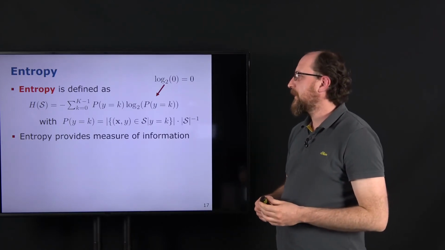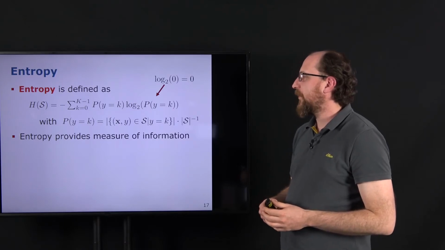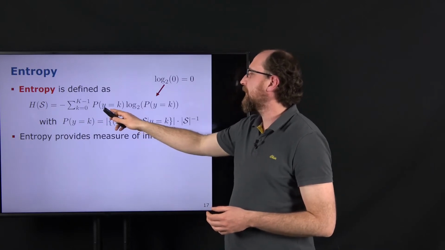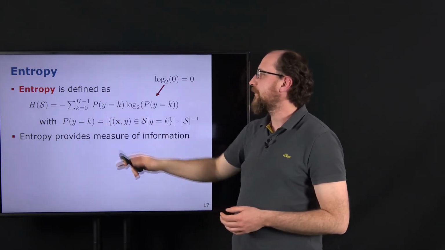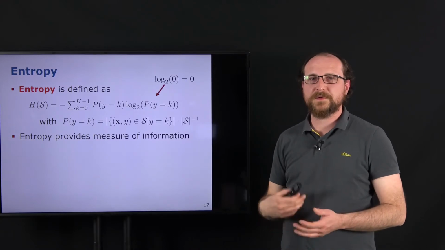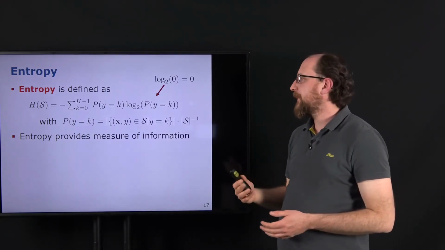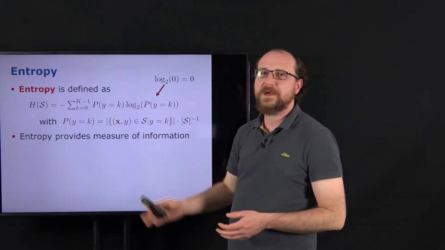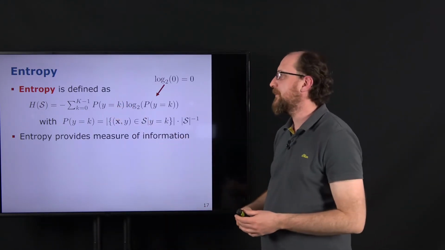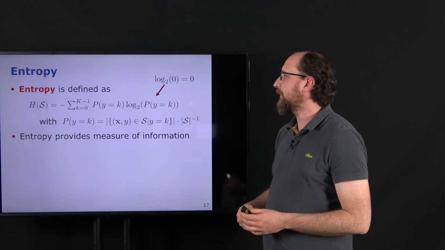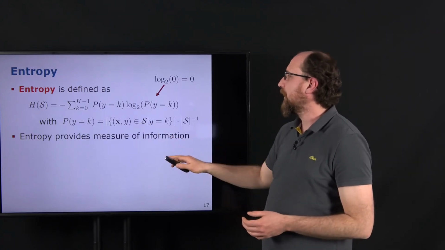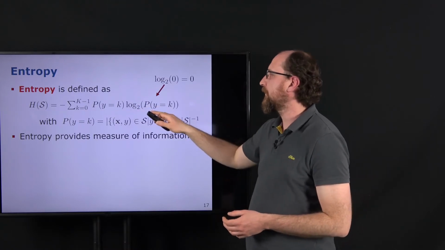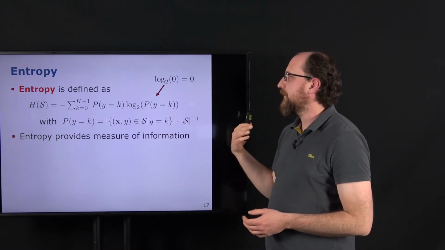So for the set S, we are just determining the probability that P of y equals k, which is just basically the categorical distribution derivation. So we just count how many of the y's equals to k and divide it by the whole number of all elements in S, as shown here. So when we use this specific definition, we then get out the entropy.